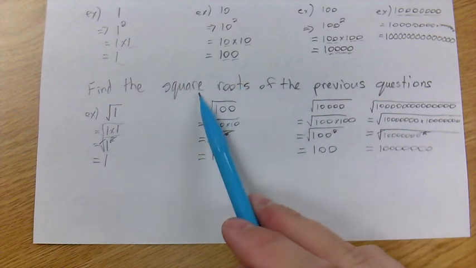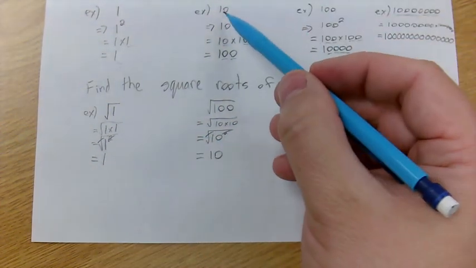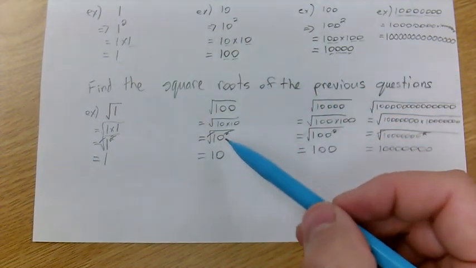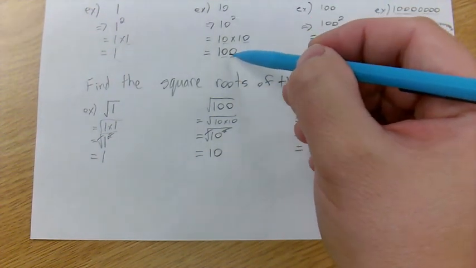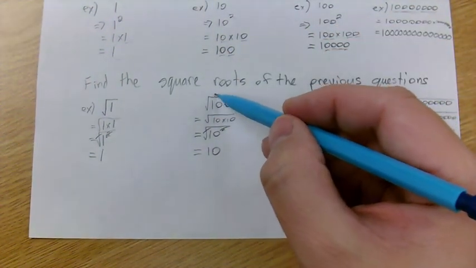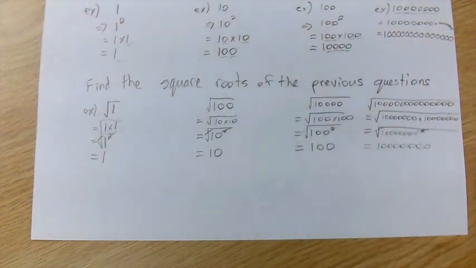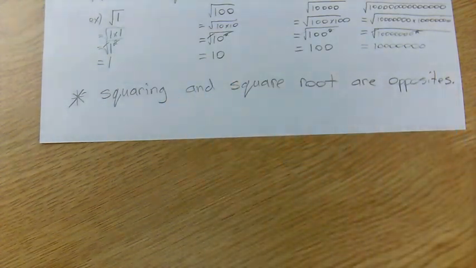So square rooting something is the opposite of squaring something. So if you take a number and you square it, to get it back to that number, you just need to square root it. Okay? So squaring that number brought us to 100, and then if you square root that 100, you'll get back to the number you started with. And the big point of this lesson is that squaring and square root are opposites.